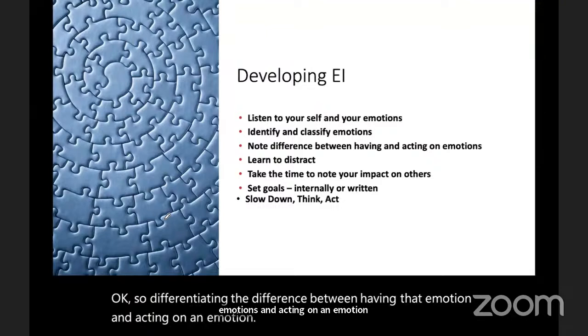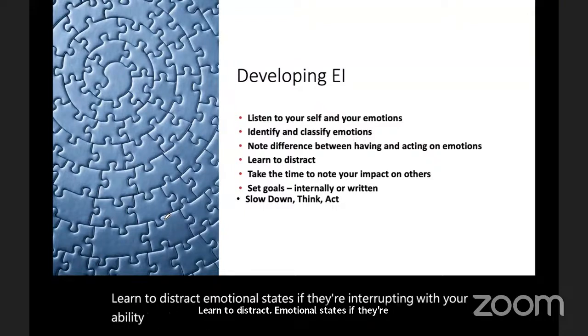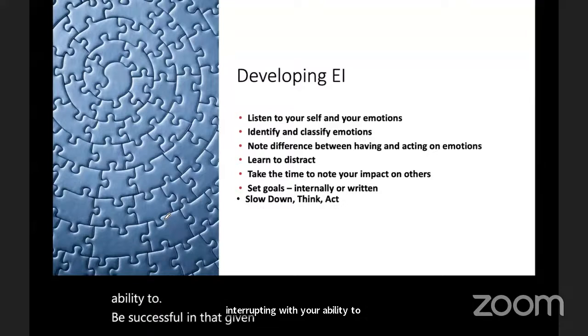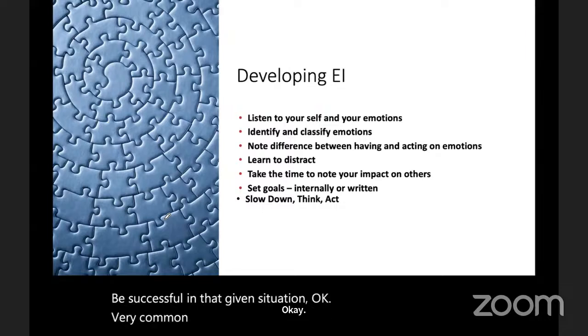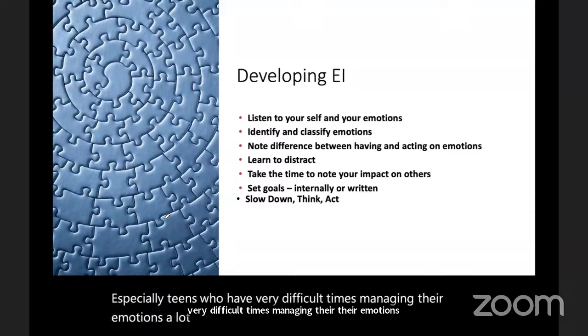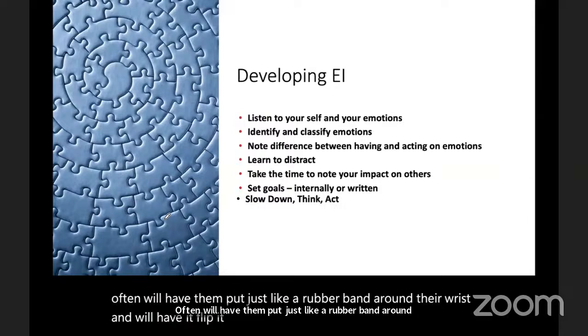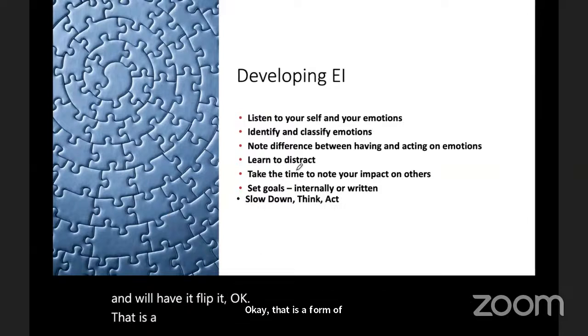Learn to distract emotional states if they're interfering with your ability to be successful in that given situation. Okay. This is very common with especially teens who have very difficult times managing their emotions. A lot of times, especially ones that have high anxiety, often we'll have them put just like a rubber band around their wrist and we'll have them flip it. Okay. That is a form of distraction from an emotional state that they're having.